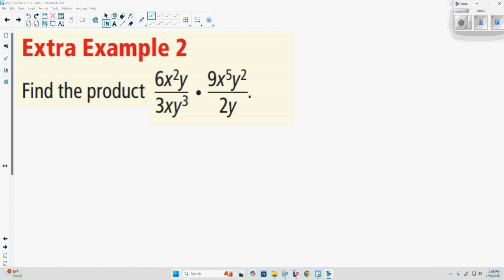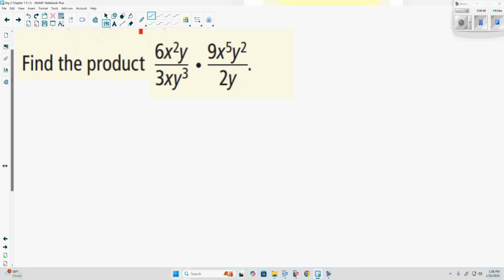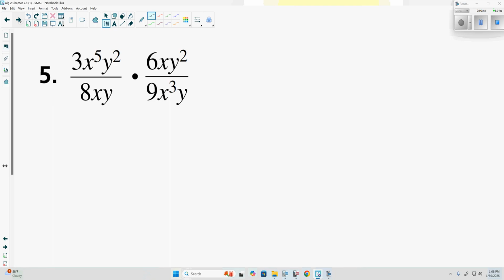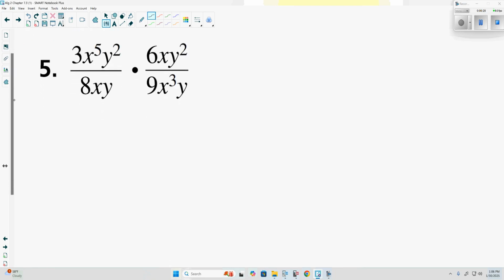I believe this is where we left off yesterday, yes? Okay. So we're continuing on with finding the product of two rational expressions. We did this one? We're on this one here then, yes?